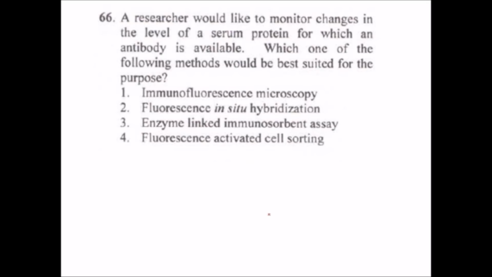Next question is, the researchers would like to monitor changes in the level of serum protein for which an antibody is available. Which one of the following methods would be best suited for the purpose? It's definitely enzyme-linked immunosorbent assay, which is basically based on antibody analysis. It can be sandwich, it can be direct or indirect ELISA.